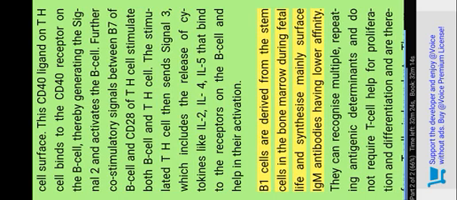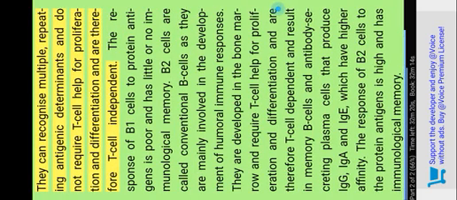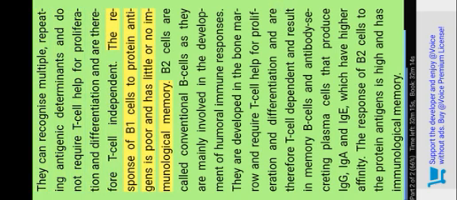B1 cells are derived from the stem cells in the bone marrow during fetal life and synthesize mainly surface IgM antibodies having lower affinity. They can recognize multiple, repeating antigenic determinants and do not require T cell help for proliferation and differentiation, and are therefore T cell independent. The response of B1 cells to protein antigens is poor and has little or no immunological memory.